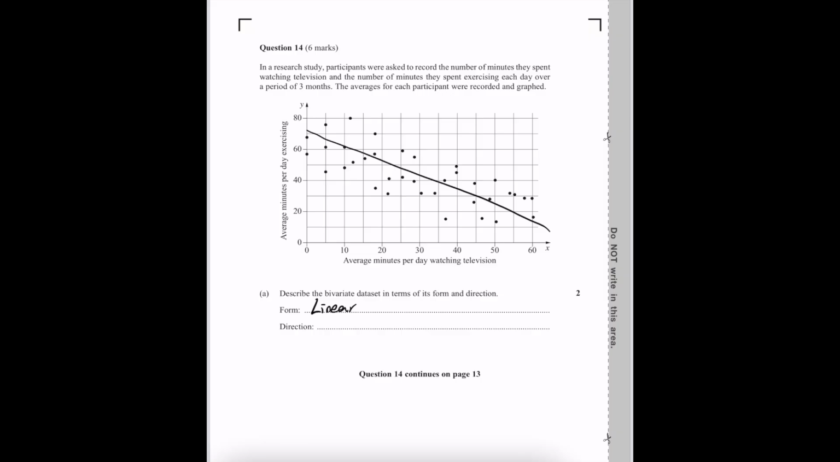The direction, using that black line, we can see is a downward direction, but more specifically, we need to say that its direction is negative. And that's because as we increase on the x-axis, we are decreasing on the y-axis.